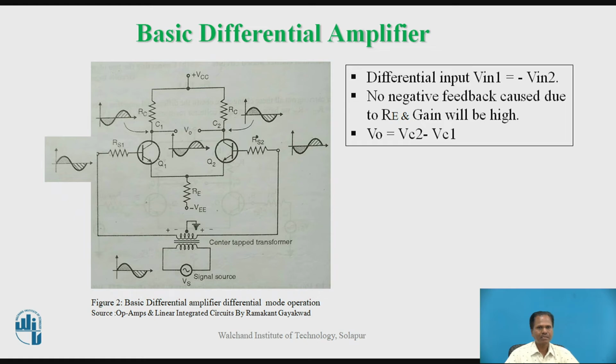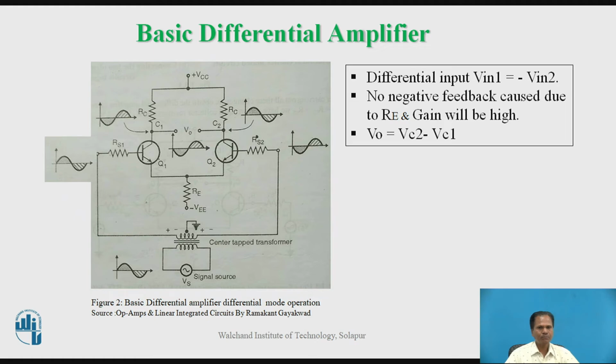So the circuit is bilaterally symmetrical, and it is biased using two DC power supplies of equal magnitude and opposite polarity, plus VCC and minus VEE. The output voltage is taken between the collectors of the two transistors Q1 and Q2. Now let us first discuss the working of a differential amplifier in differential mode.